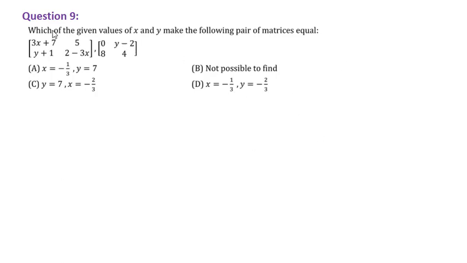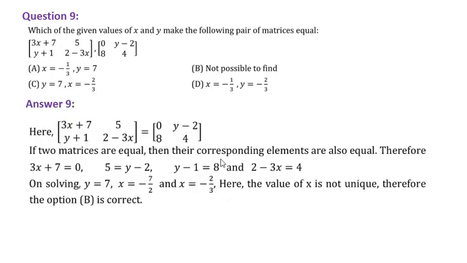Now there is some mistake in this problem, I thought, because from this we are not getting the proper value. Five equal to y minus 2, so the value of y is 7. The value of y is 7 from this side as well as from this side, but the value of x I am getting here as minus 2 by 3, the same I am not getting here. So there is some mistake in this particular value.